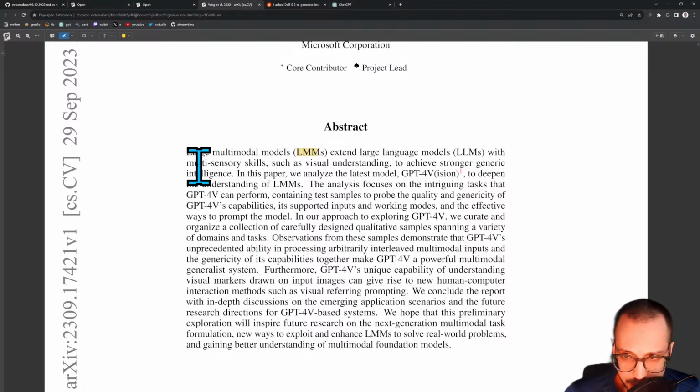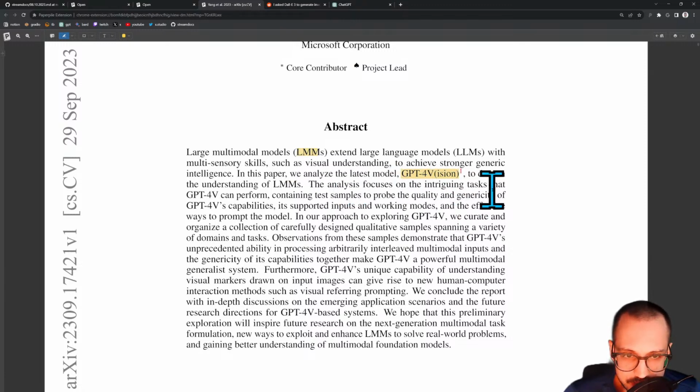To achieve stronger generic intelligence, we analyzed the latest model, GPT-4 Vision. They really missed out here. They should have just called it GPT-5, right? Because V is the Roman numeral for 5. Why not just call it GPT-5, GPT-V, GPT Vision? Why did they have to call it GPT-4V? That just feels so fucking weird.